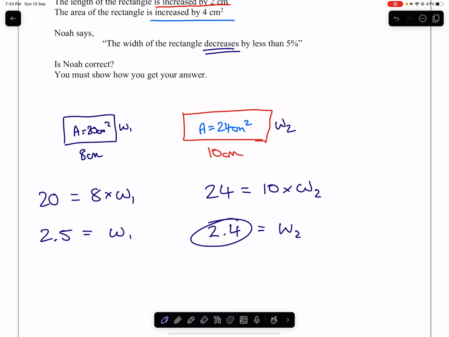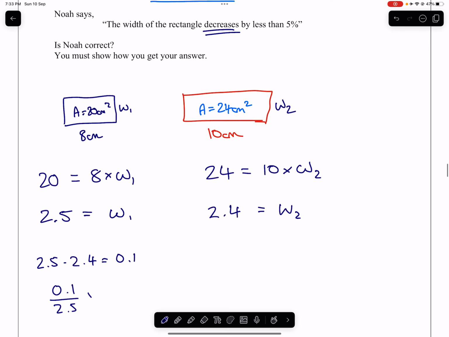So we can see that this has decreased from the 2.5 that it started with, but by how much as a percentage? Now, there's many ways you can do this. Some people will take these away from each other first to get the loss, and then compare the loss to the original, like so. So we end up with a fraction like that, multiplied by 100, which gives us 4%.